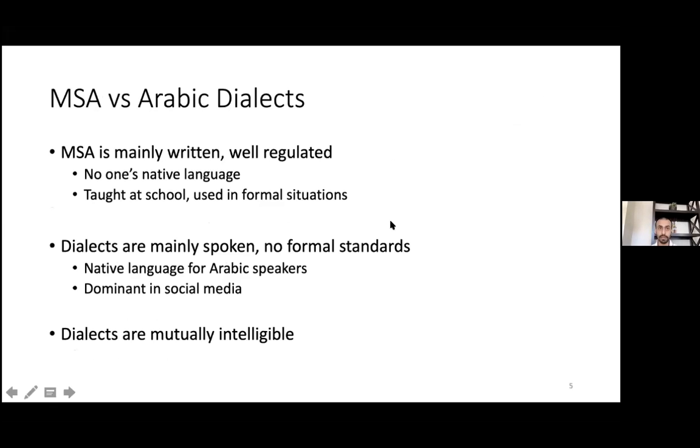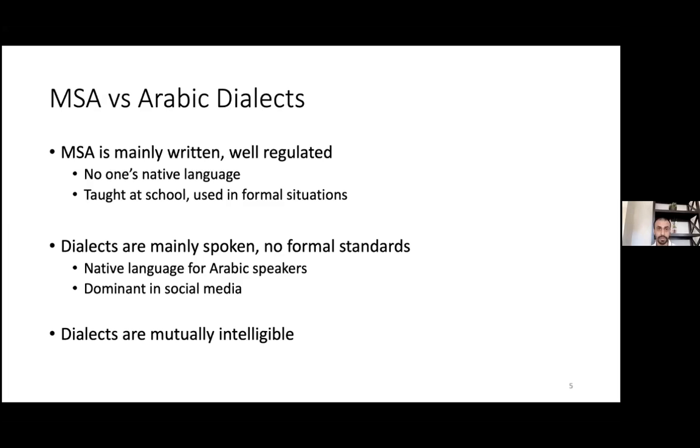MSA or Fusha is mainly written. It's well regulated. There has been a lot of effort in standardizing and regulating MSA. However, it's no one's native language, so people do not learn Fusha in a natural way. They learn it at school, and it's used in formal situations. On the other hand, dialects are mainly spoken. They are used on a daily basis, and dialects are a native language for Arabic speakers, and they are dominant in social media.